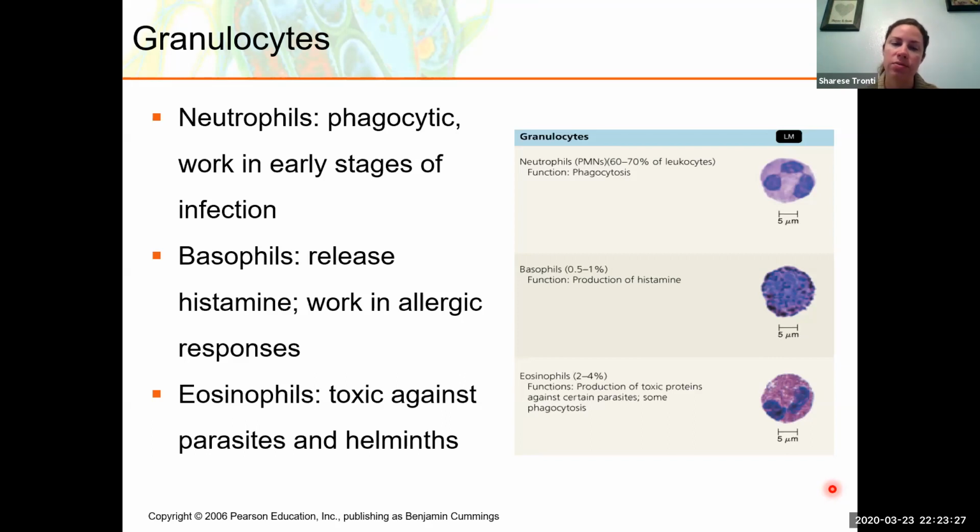Then we have basophils. Basophils release histamine, and they are part of the allergic response. And eosinophils are toxic against parasites and helminths. I kind of remember this one because I think parasites are ew. So eosinophils ew, parasites ew. That's how I remember that one.